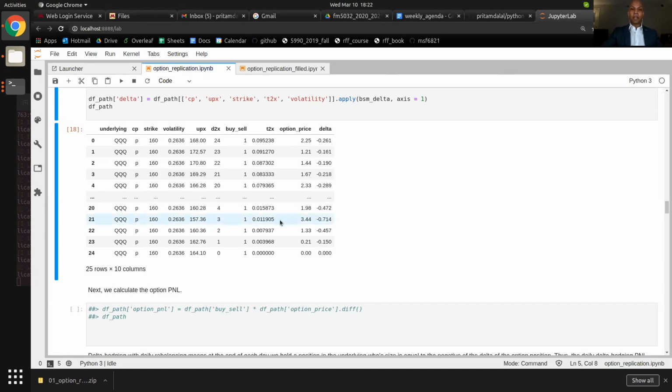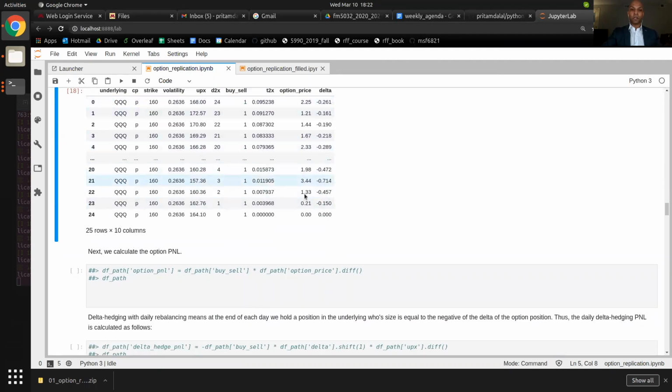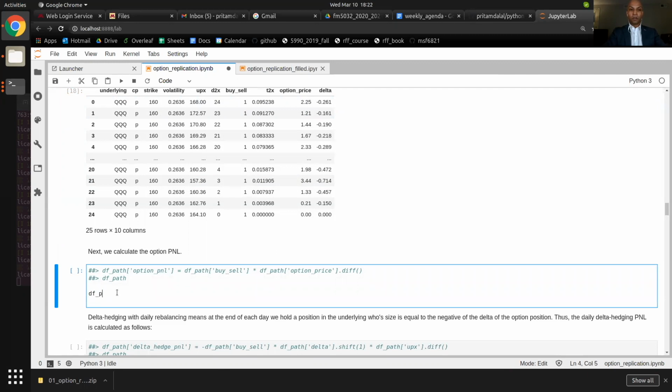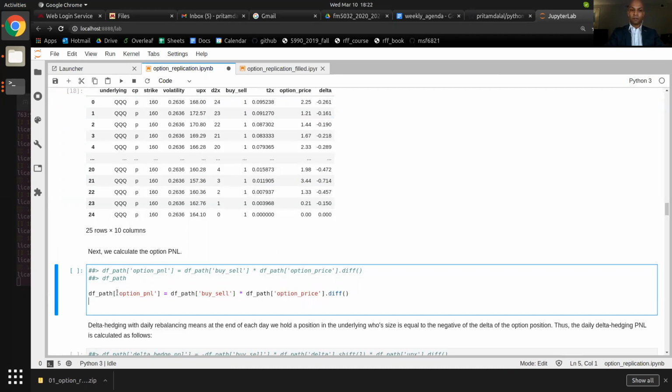Okay, great. So now let's calculate the option P&L, which for us is just the difference between this option price and this option. Well, no, we're long the option, so it's the difference between yesterday's price and today's price. So DF path option P&L equals DF path buy sell times DF path option price DF path.